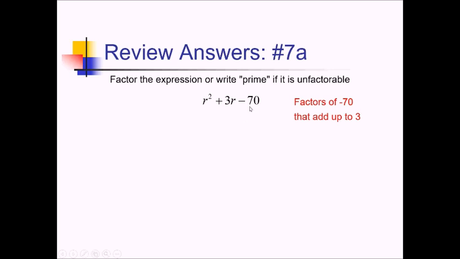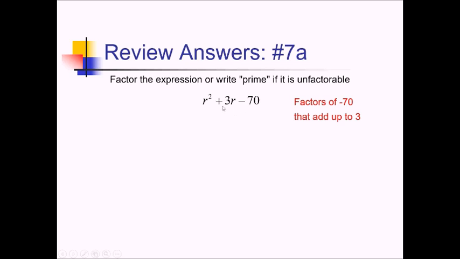So factors of 70, we've got 1 and 70, but there's no way to add that up and get a 3 out of that, even if one of them's negative. We have 2 and 35. At best, we could get 33 out of that, so still not what we're looking for. What else multiplies to give us 70? Well, 5 goes into 70 14 times. Still can't get a 3 out of that. Then there's the more obvious one, 7 times 10. We can get a 3 out of those if we have a negative 7 and a positive 10.